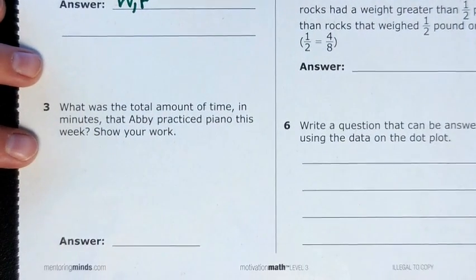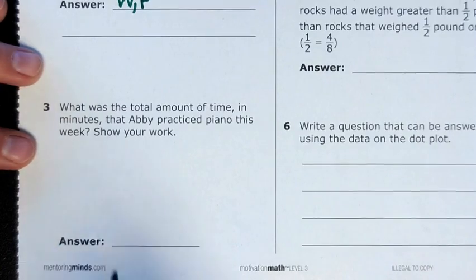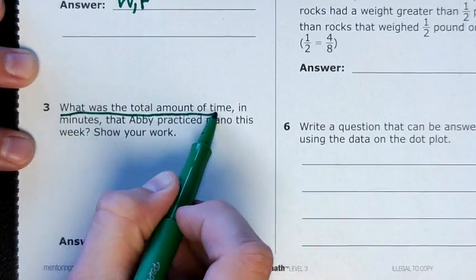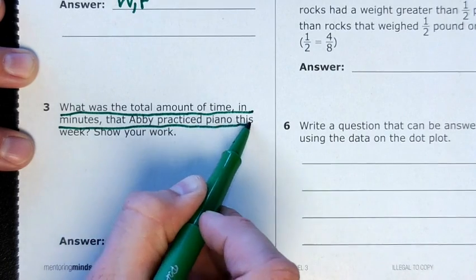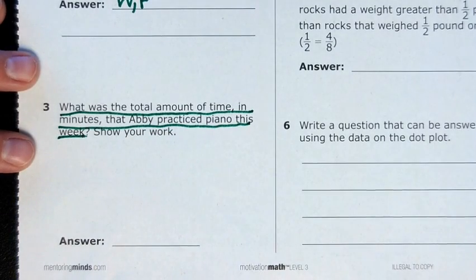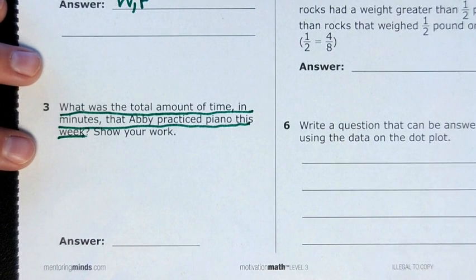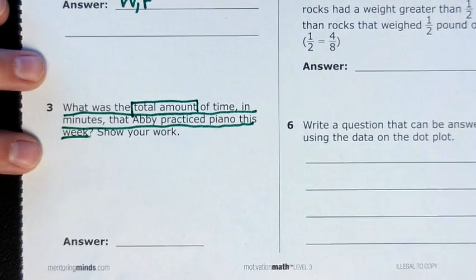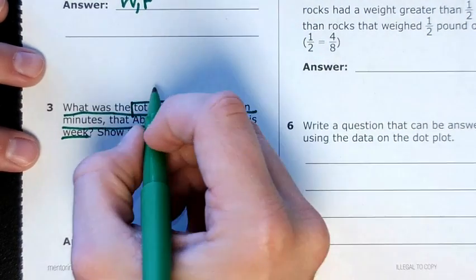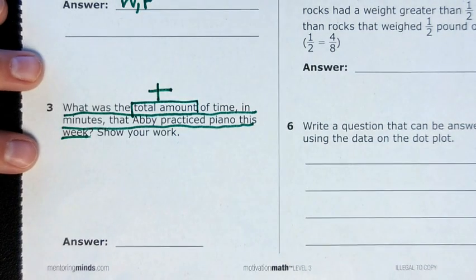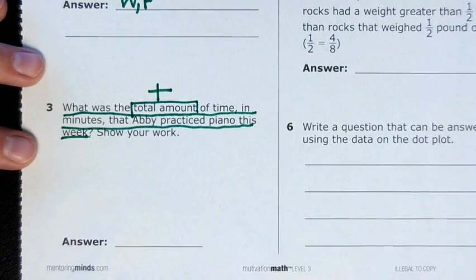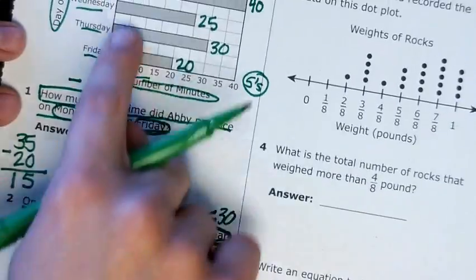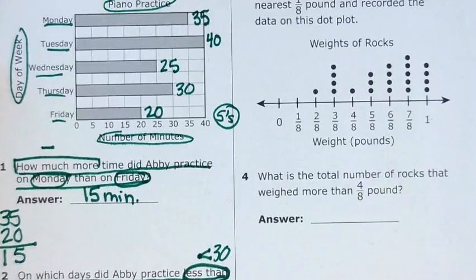Number 3. Ooh. What was the total amount of time in minutes Abby practiced piano this week? Does anything stand out to you guys? Yeah, I'm thinking total amount. What's that going to mean in this case? Yeah, add. When I'm talking total amount, it's asking for the total amount of everything here. So I need to add up all of that.